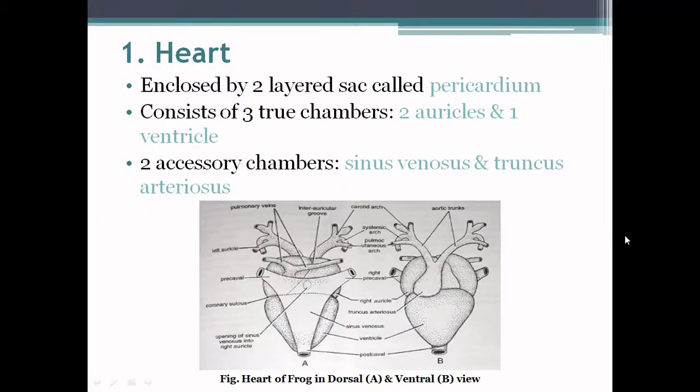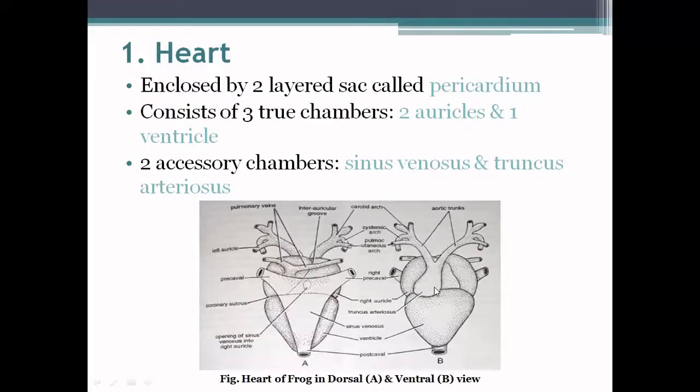So the first component is heart. It lies mid-ventrally in the anterior trunk region and is protected by the pectoral girdle of the frog. It is reddish in color and is triangular in shape with anterior broad base and posterior narrow apex. As you can see in the picture, it is triangular in shape.